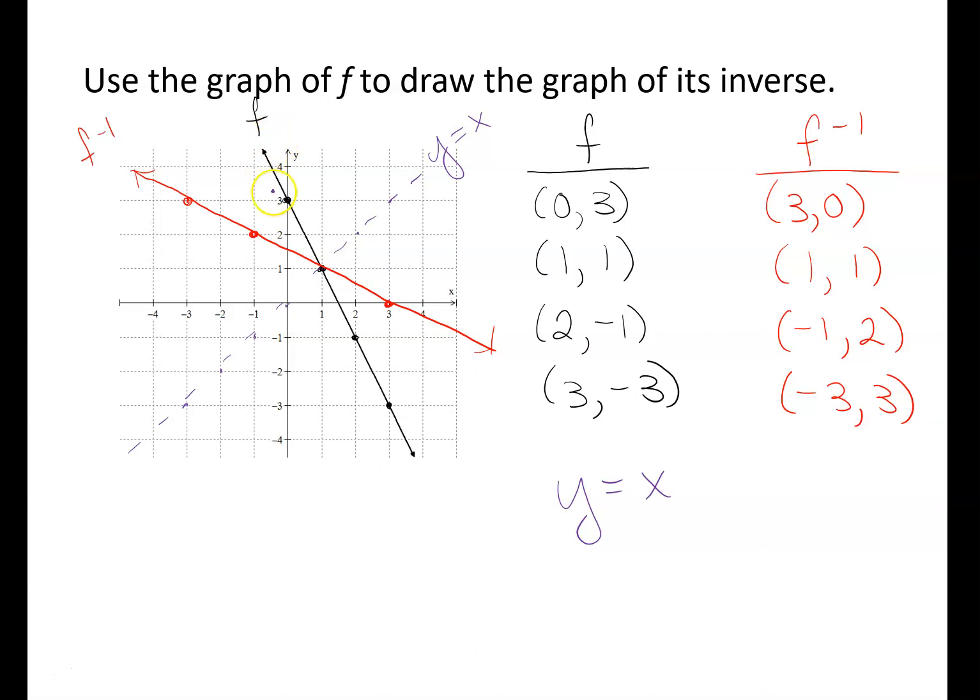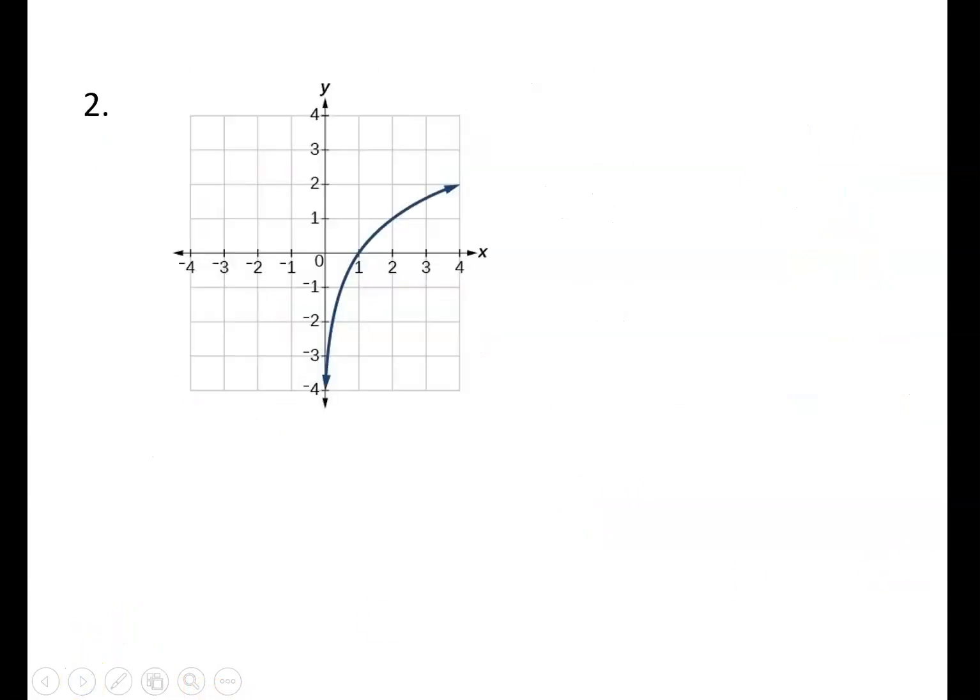If I folded this top part of F over that dashed line, it would lie on this part of F inverse, on the red. And then, of course, if I took the bottom part of F and reflected it over the dashed line, it would correspond to F inverse on the left side here. Sometimes it's a little harder to notice that relationship, the reflection about y equals x, whenever they cross y equals x. But the next graph, it may be a little easier for you to see that relationship. So let's go ahead and do one more.